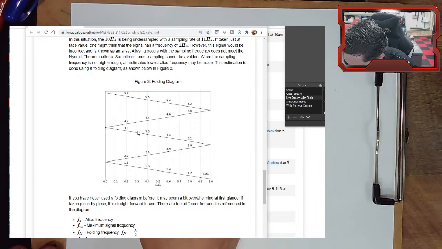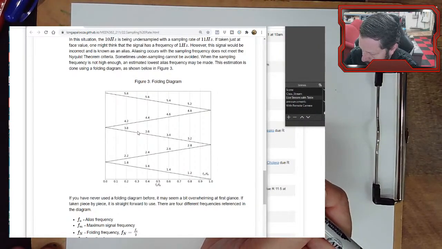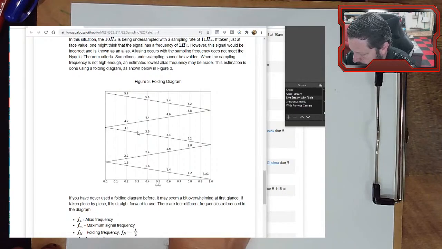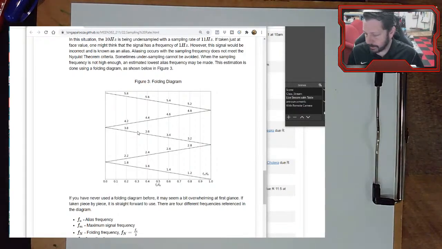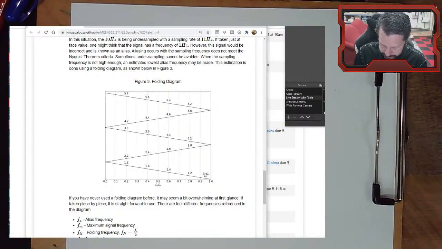Let's sample at 6 hertz. So I changed my sampling rate to 6 hertz, which changed my folding frequency to 3. And then M over N, so the maximum 10, divided by my folding frequency of 3 now, because I changed my sampling rate to 6 hertz, is 3.3.